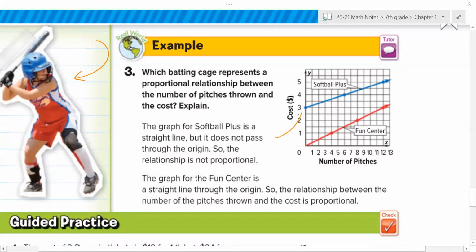So this one here, if that was a word problem, it would be representing that it costs $3 to walk in the door, and then it costs more money for each pitch that you do, or each number of pitches that you have if you were to purchase it once. So the big thing is here, it starts at 3. It does not start at the origin for Softball Plus, so it's not proportionate.